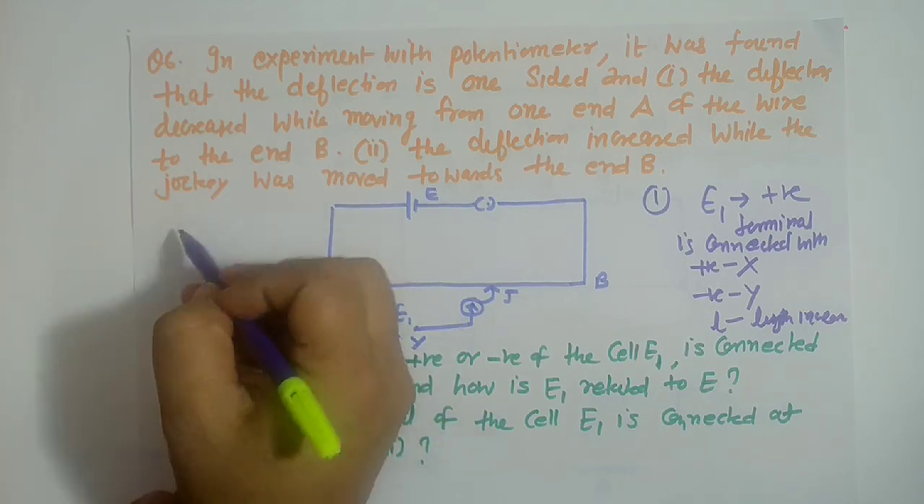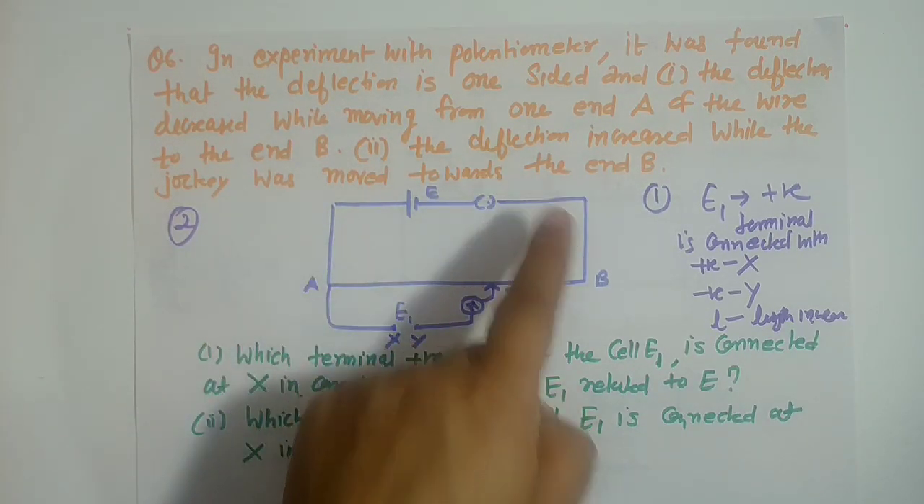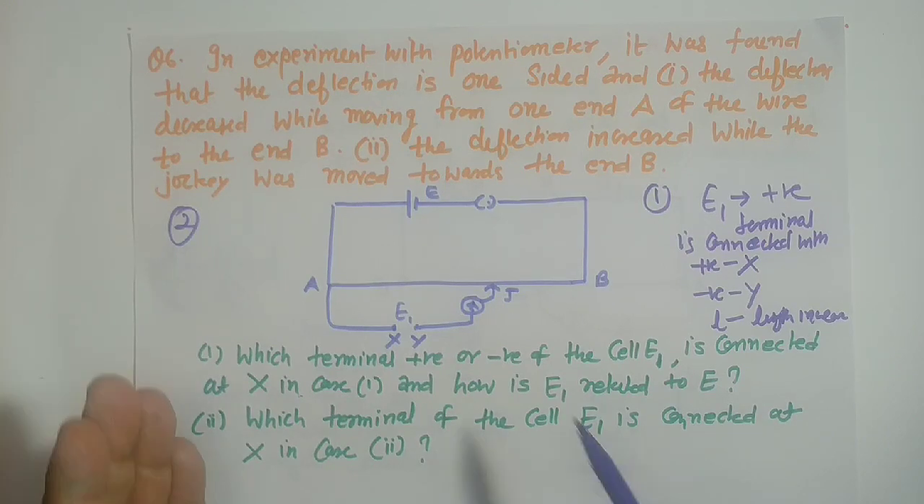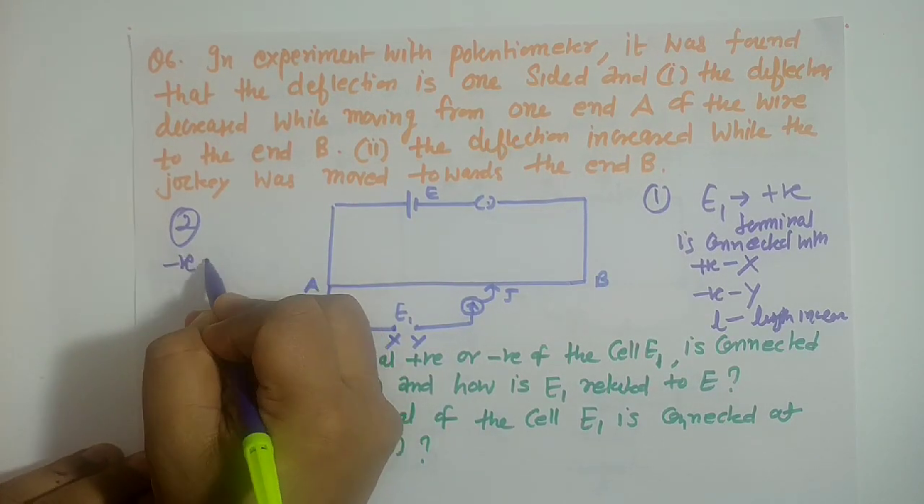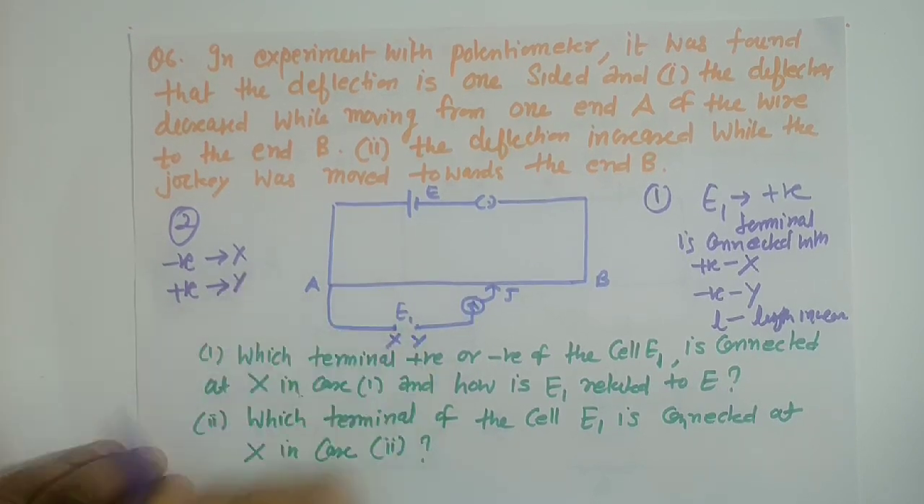What will be the second one? In the second one, what is happening? The deflection in the galvanometer is increasing. Now certainly it will be reversed. Okay, got it or not? So it means negative is connected to X and positive is connected to Y. Are you getting it in this case? So the current in the galvanometer increases.